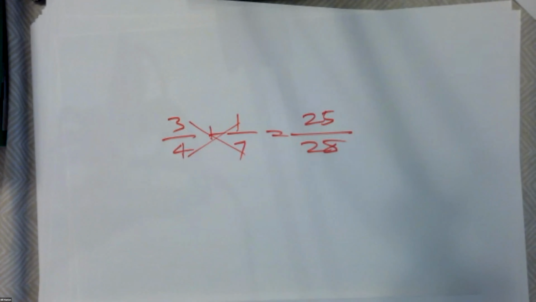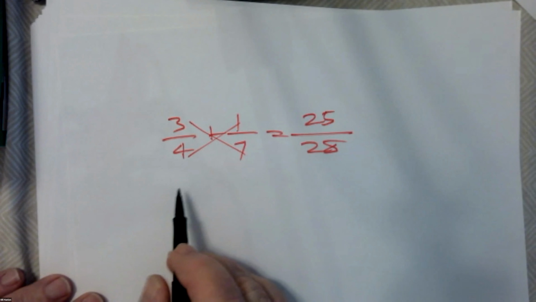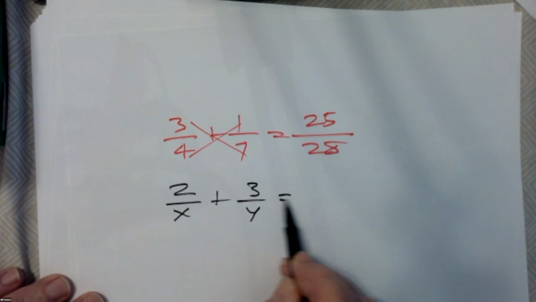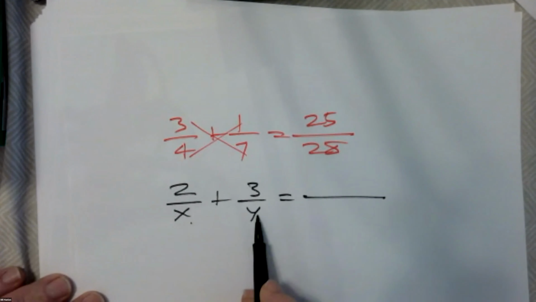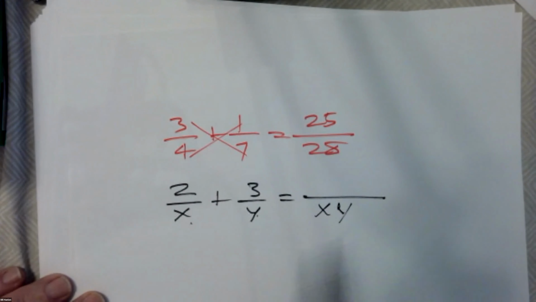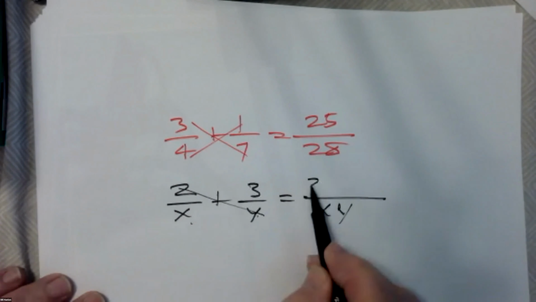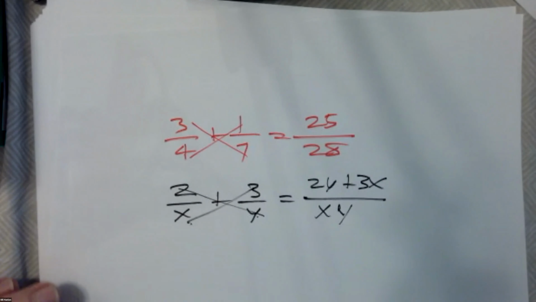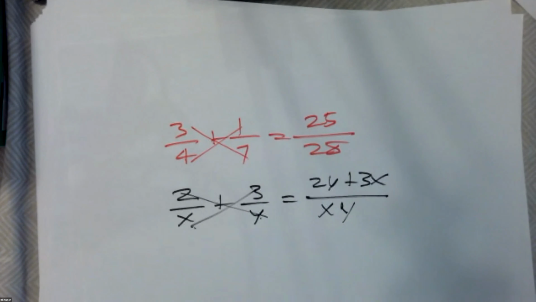So what we do is we generalize that now. What if I have algebra like 2 over x plus 3 over y? Well, my common denominator is x times y. My numerator is 2y plus 3x. Okay. Now, what's nice about math is you can never make it harder. You can only make it longer.